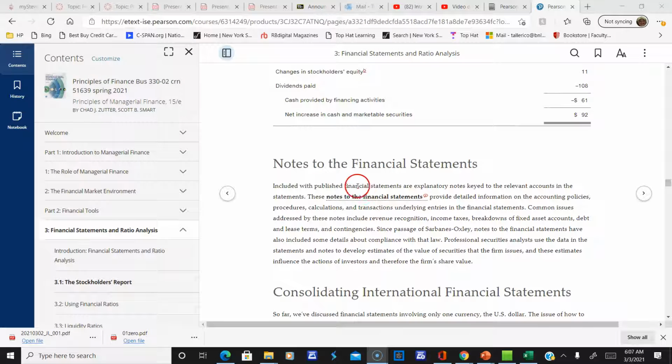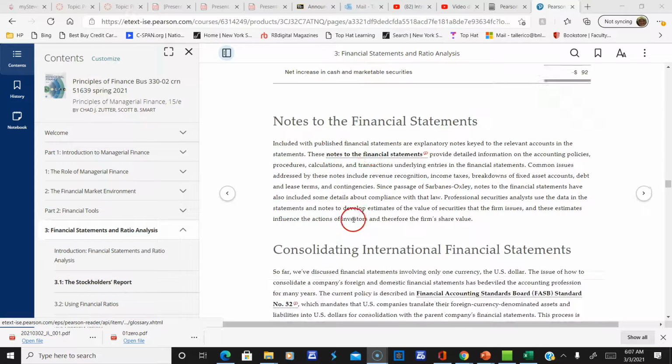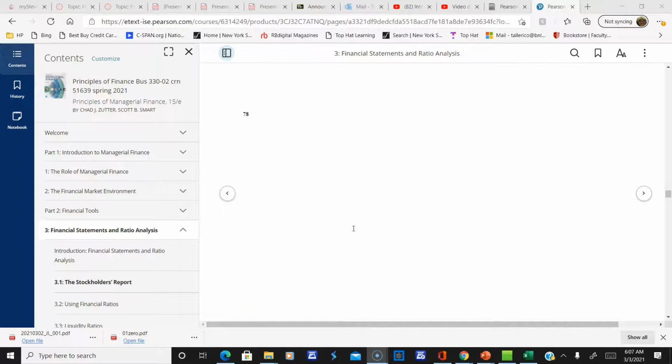Okay. So then there's notes to the financial statement. And all right, so I want to move on now past that.